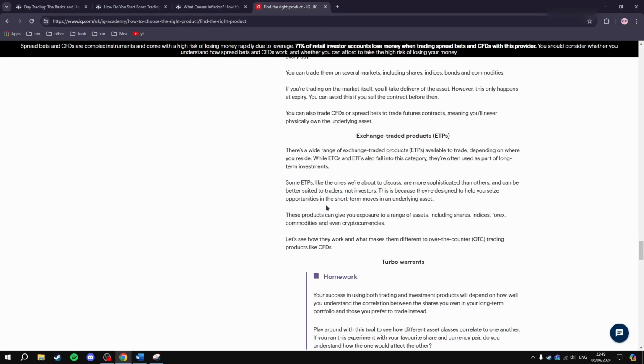What does taking delivery of the asset mean? So they're going to send the asset to you. Nah, that's not what it means, right?